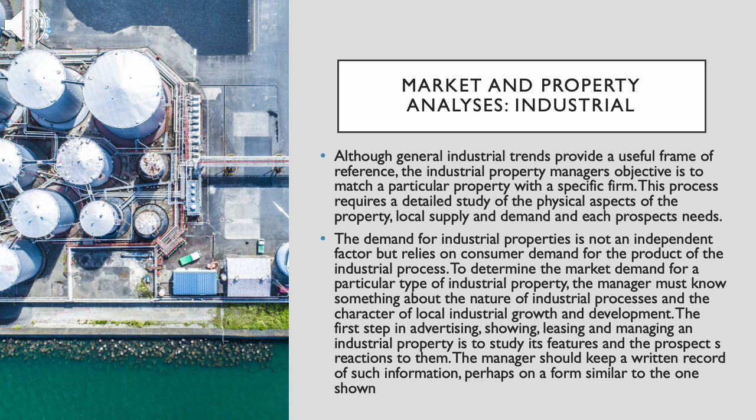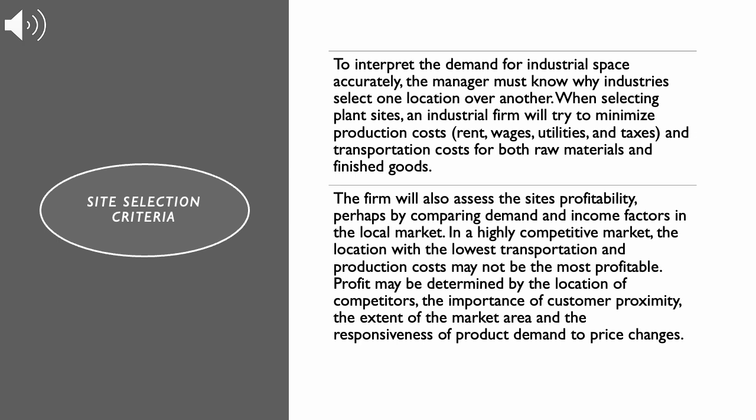The demand for industrial properties is not an independent factor but relies on consumer demand for the product of the industrial process. To determine the market demand for a particular type of industrial property, the manager must know something about the nature of industrial processes and the character of local industrial growth and development. The first step in advertising, showing, leasing, and managing an industrial property is to study its features and the prospect's reactions to them. The manager should keep a written record of such information, perhaps on a form similar to the one shown.